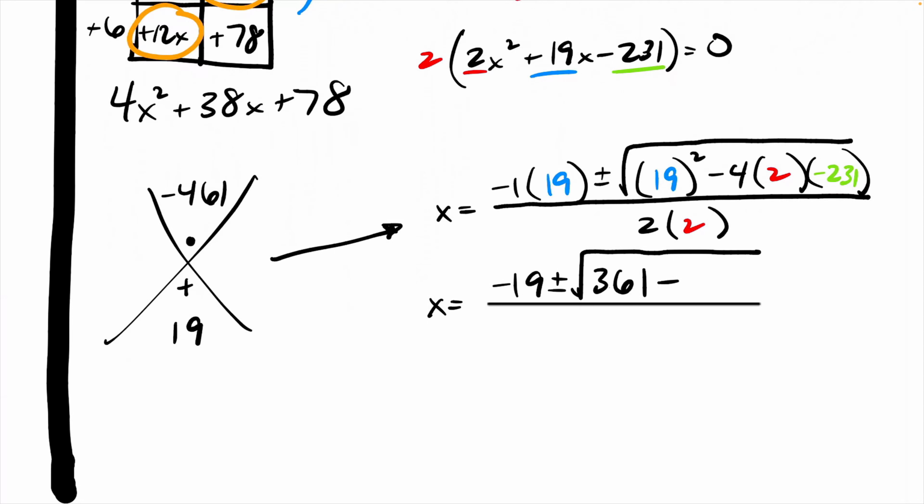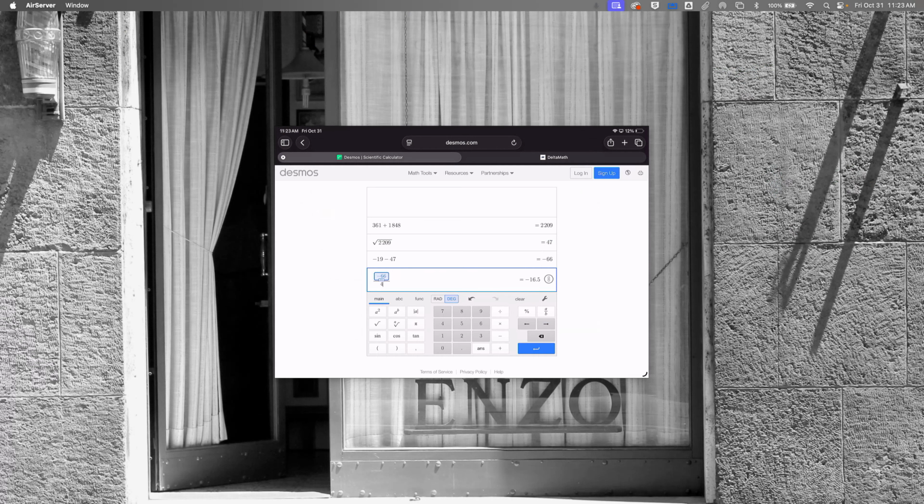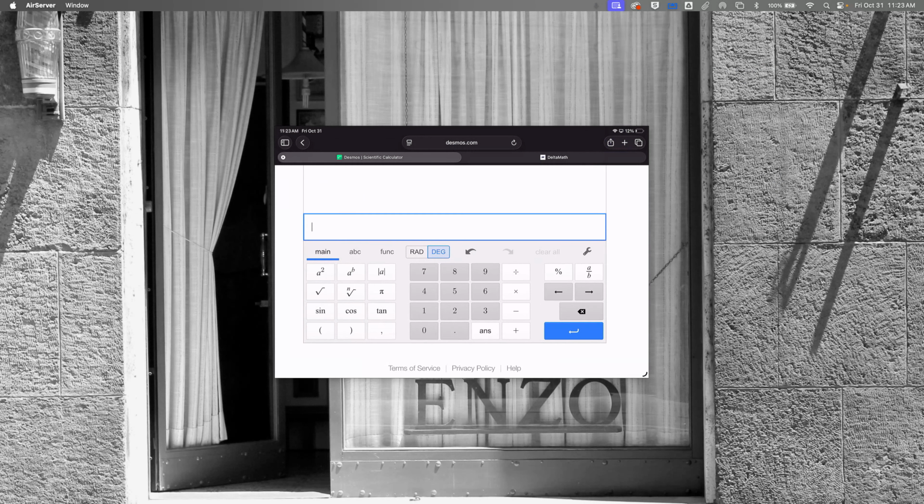Okay. 4 times 2 times negative 231. I have to put that in my calculator. 4 times 2 times negative 231. Negative 1,848.